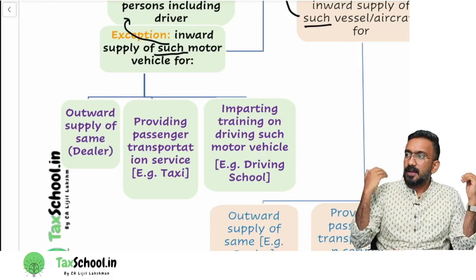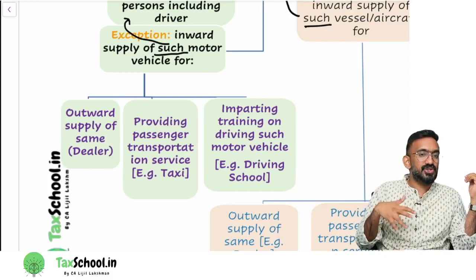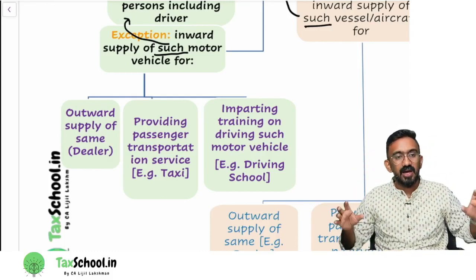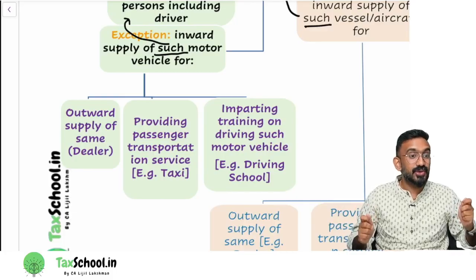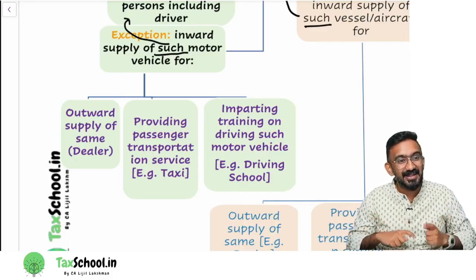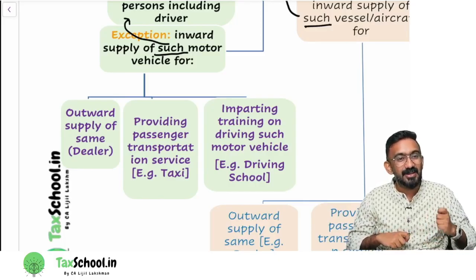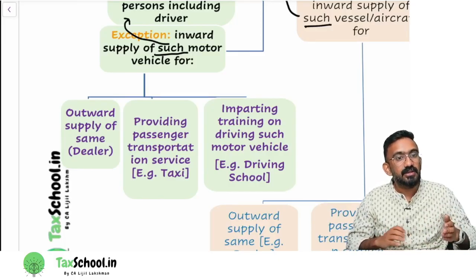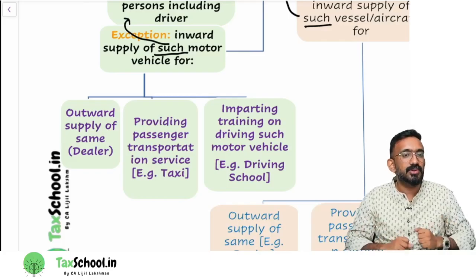Then, providing passenger transportation service. I have registered this car as a taxi. In Kerala, there is a Rolls Royce which people are running as a taxi. There's one guy who has taken it. Can you take the credit of the GST paid on purchase of this car? Yes, because it is in taxi registration, he can take the input tax credit.